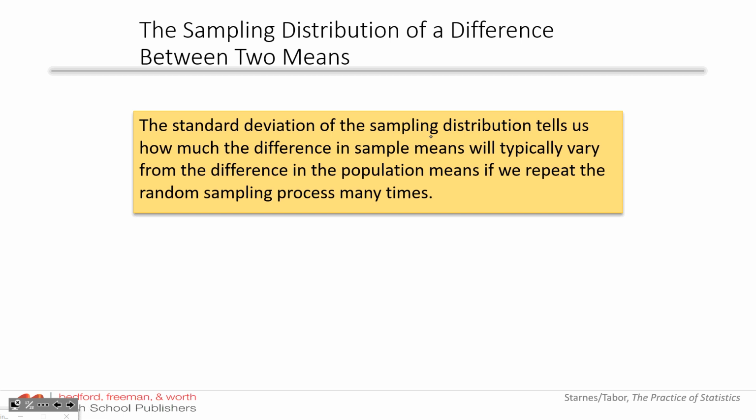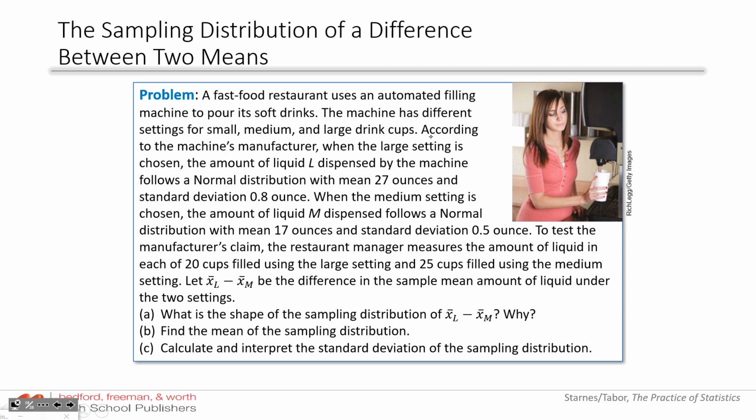And remember, standard deviation is basically how far on average each individual value differs from the mean. Well, remember, the mean in this case is actually the difference in the population means, right? And then the individual observations are the difference in the sample means. So it's how far the difference in the sample means is going to vary from the difference in the population means on average. Okay, let's look at an example.